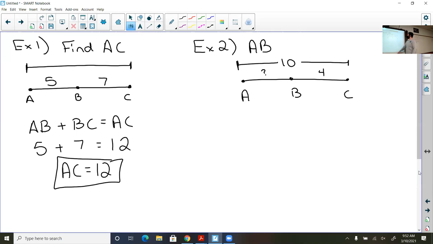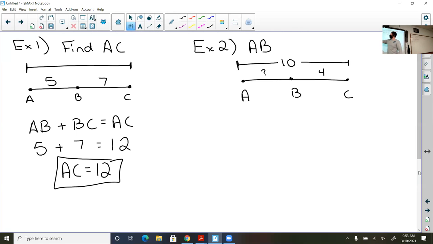So if I look at this picture, it looks like B is about in the middle of A and C, just as it was over here. But in the first problem, clearly 7 is bigger than 5. So why didn't I move B a little bit to the left? I didn't, because it doesn't really matter. It doesn't matter what the picture looks like. It only matters what we know to be true.